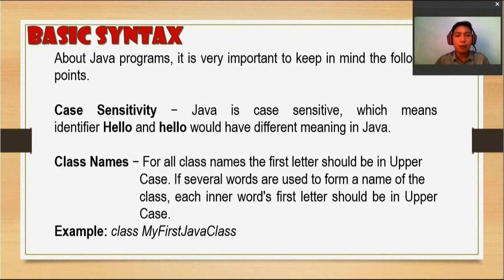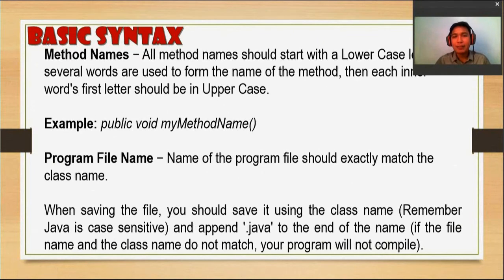If several words are used to form the name of a class, each inner word's first letter should be uppercase. Example, MyFirstJavaClass. Okay, as you can see, the M is in uppercase, okay? And each inner word's first letter should be in uppercase. Okay? So remember that.